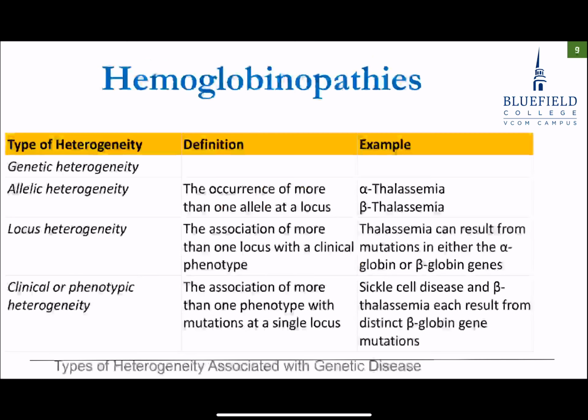And thalassemia is also an example. It can result from mutations in either the alpha globin or beta globin genes. And clinical phenotypic heterogeneity, that we didn't talk about yet, but it's kind of self-explainable. It's the association of more than one phenotype with mutations at a single locus. So for example, sickle cell disease and beta thalassemias each result from distinct beta globin mutations. So like you see, these conditions are very diverse, and they encompass a variety of genetic mechanisms.